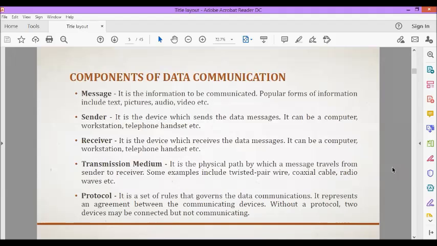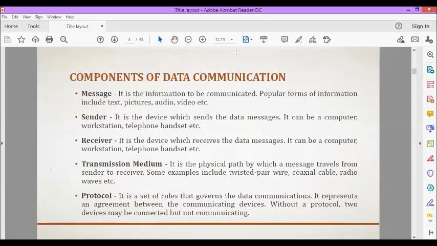We have message, sender, receiver, transmission medium, and protocol. So what is a message? It is the information to be communicated. Popular forms of information include text, pictures, audio, or video. The sender is the device which sends the data messages. It can be a computer, a workstation, or a telephone handset.